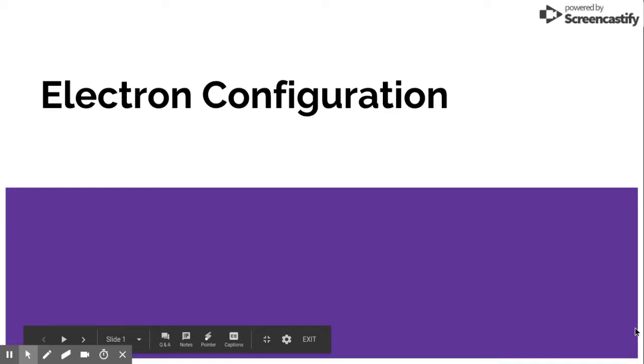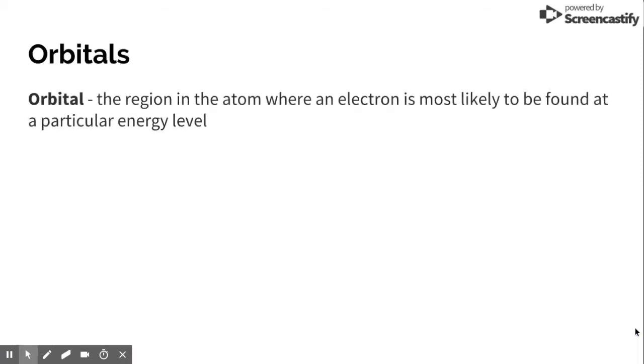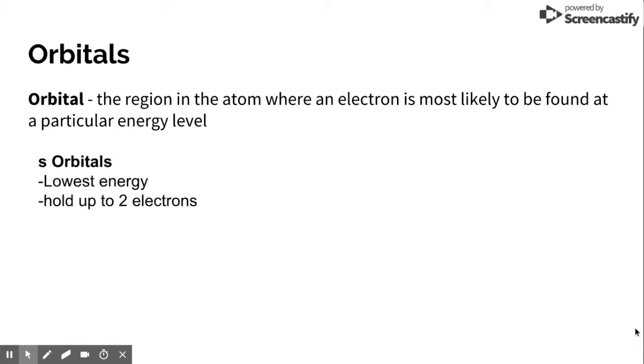Today we will be talking about electron configuration. Let's start by very briefly reviewing what you've already learned about orbitals. An orbital is the region in the atom where an electron is most likely to be found at a particular energy level. We've talked about four different orbitals: the s orbital, the p orbital, the d, and the f.